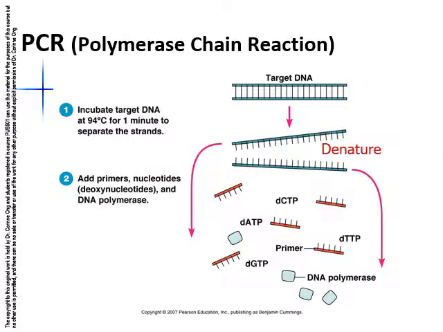The denaturing step is carried out at high heat to separate double-stranded DNA. In this denaturing step, the temperature is set at 94 degrees Celsius for 1 minute so that the double-stranded DNA can be separated into single strands. The primers, nucleotides, and DNA polymerase have previously been added in the master mix.